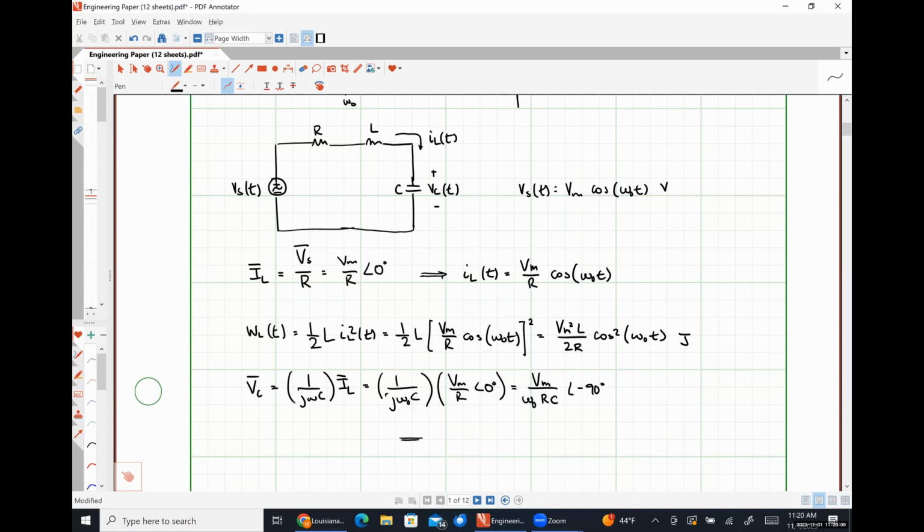And just as a quick aside here, that's going to allow us to write our capacitor voltage as a function of time as Vm over omega naught RC. Since our phase angle is exactly negative 90 degrees, I'm going to call this sine omega naught t.